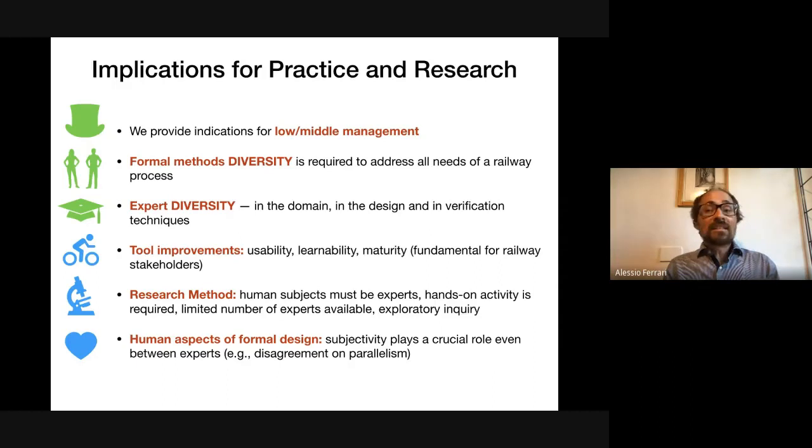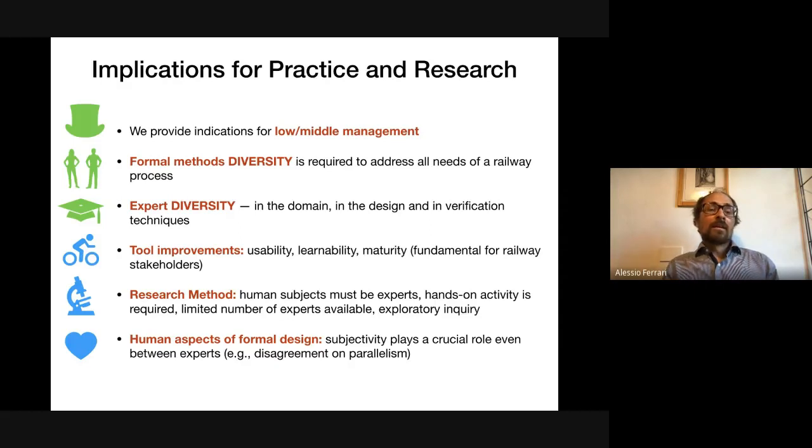Here you have a list of implications for practice and research. The green ones are the implications for practice. Here, the first implication is that now practitioners have some guidance, particularly oriented for low and middle management, for the selection of formal tools for their development process.